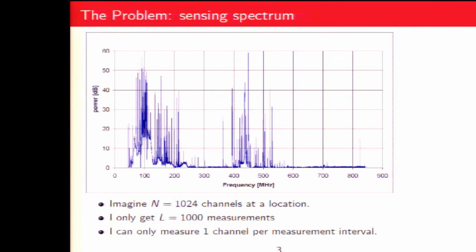So this is the problem we're actually looking at. Spectrum is hard to get at, hard to come by, and using it efficiently isn't exactly easy. For our framework, we're going to imagine that there's some large number n of channels, and that we have a limited number of measurements, L, and at each measurement interval we can only measure one channel per interval.